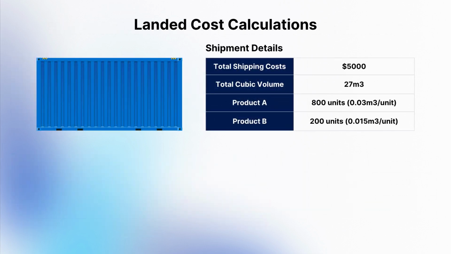Understanding the cubic volume and weight will also allow importers to calculate the final landed costs. When the cubic volume and weight of each product is known, the total of all of the additional transport and logistics costs can be split up over each product by size or by weight. Let's look at a simple example.